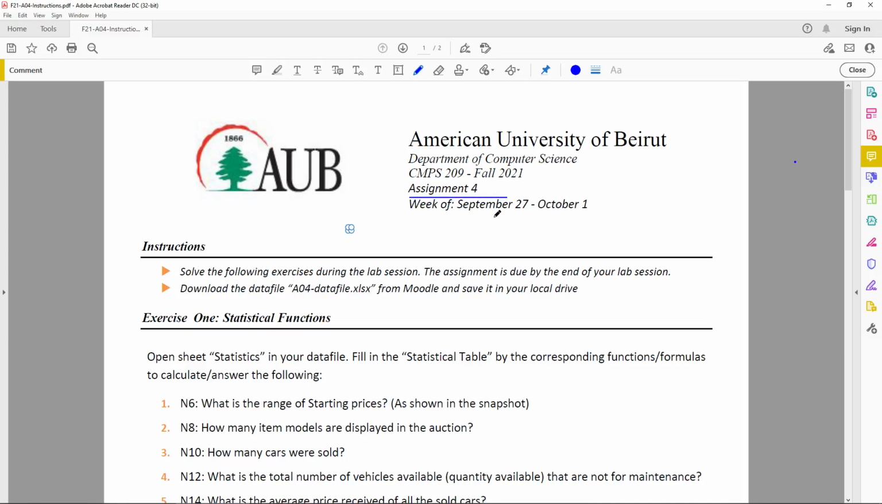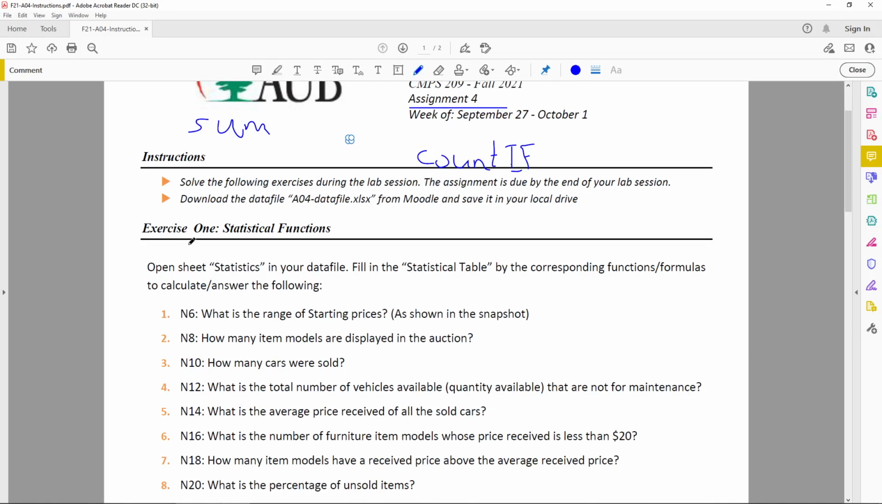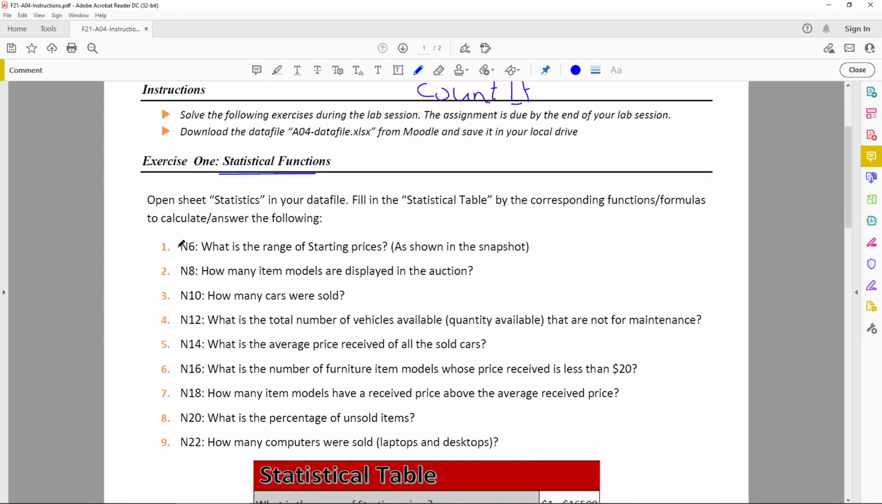So assignment 4, we're still working with functions, but this time they're going to be a bit more advanced. Instead of just doing a simple sum or average or max, we're either going to be using them together to give us something more important, or even some more advanced functions like maybe COUNTIF, SUMIF, some things like that. So let's go ahead and start with exercise 1, the statistical functions.